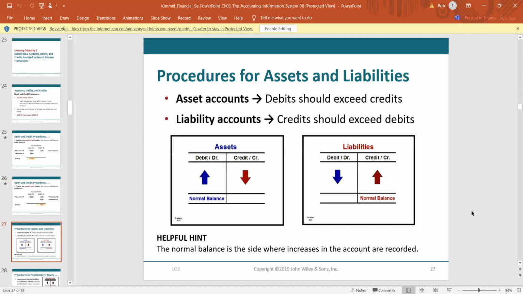Procedures for assets and liabilities. Asset accounts, I'm going to say this as clearly as I can. Assets should have a debit balance. Assets have what is called a normal debit balance. A normal balance is the side of the T account which increases the number. Assets have a normal debit balance.